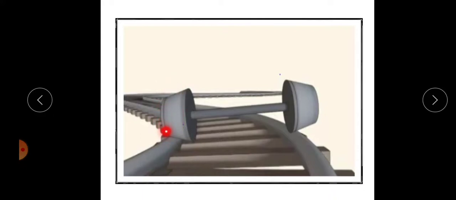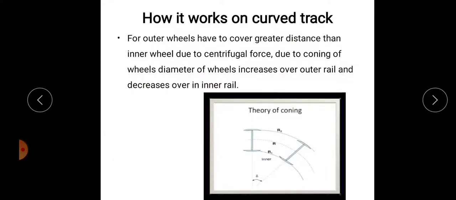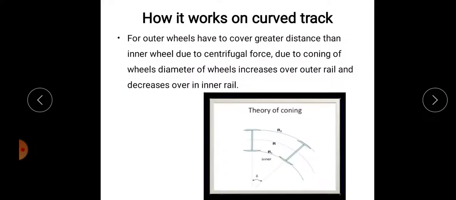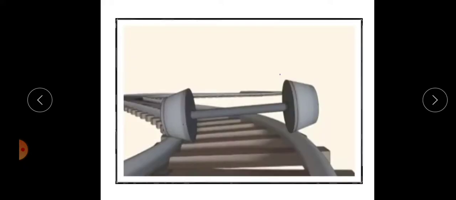Okay, so that is the mechanism of how coning works on a curved track. In the case of a curved track, due to coning of wheels, the diameter of the wheel increases over the outer rail. That is, the highest diameter touches the outer rail, and the diameter decreases over the inner rail. This phenomenon I will explain through a video.